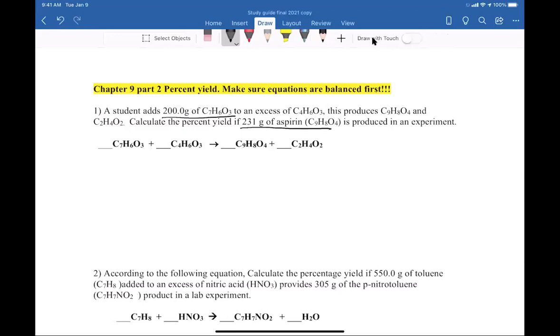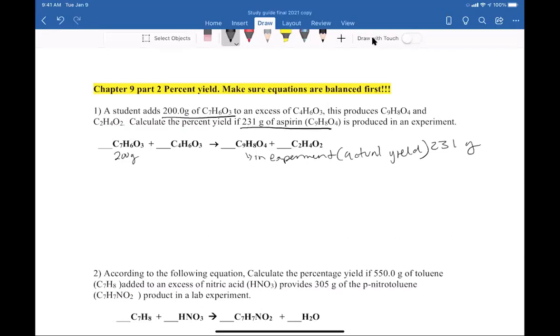Okay, so first of all, they're saying we have 200 grams of this thing right here, C7H6O3. In the experiment, so not in the actual equation, but when we do the experiment, this means the actual yield is 231 grams of that.